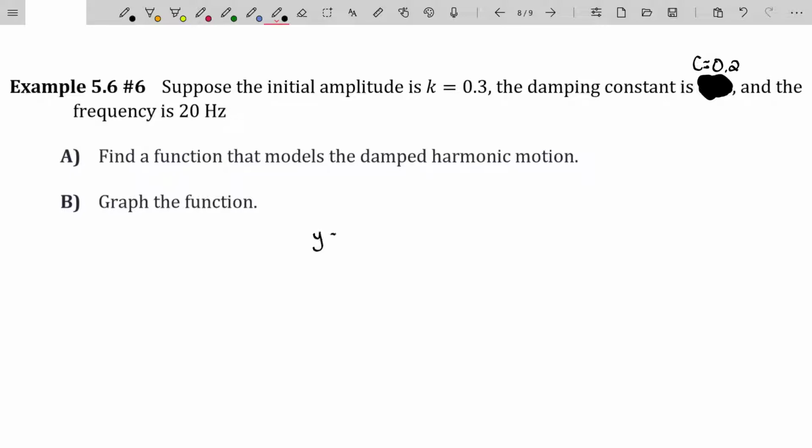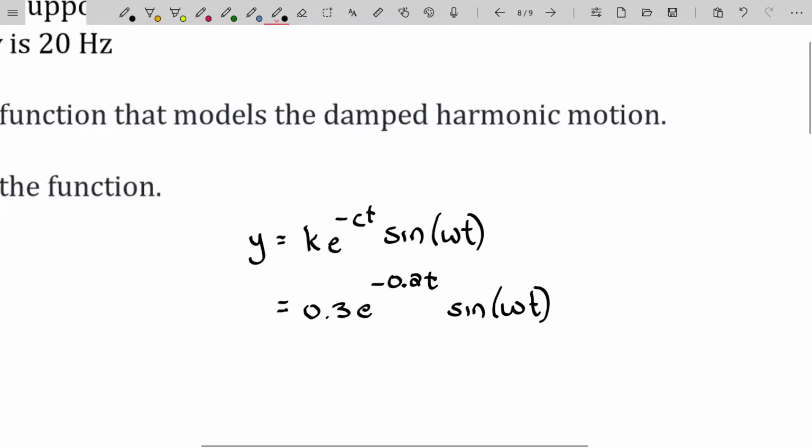Remember, the formula is k e to the negative ct, and then I'm choosing sine. So there we go. And they told us that k is 0.3. They tell us that c is 0.2. So really, this pretty much nails down the entire formula, except for we don't know what omega is.